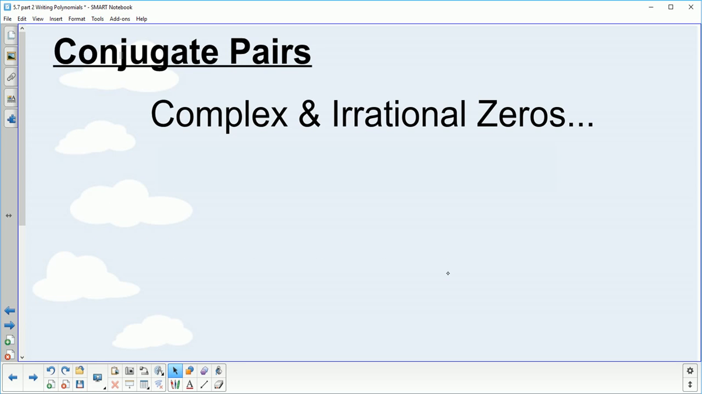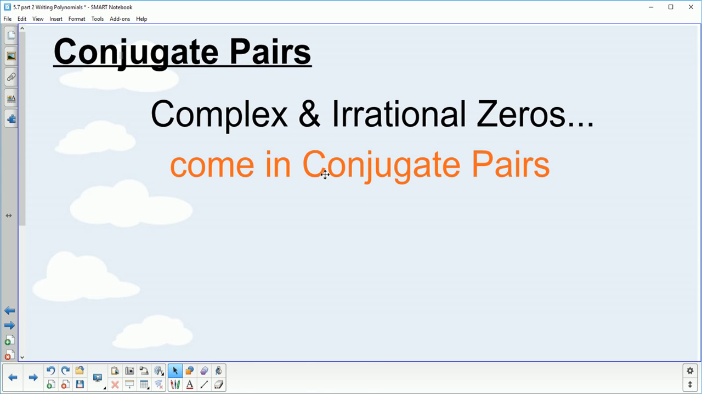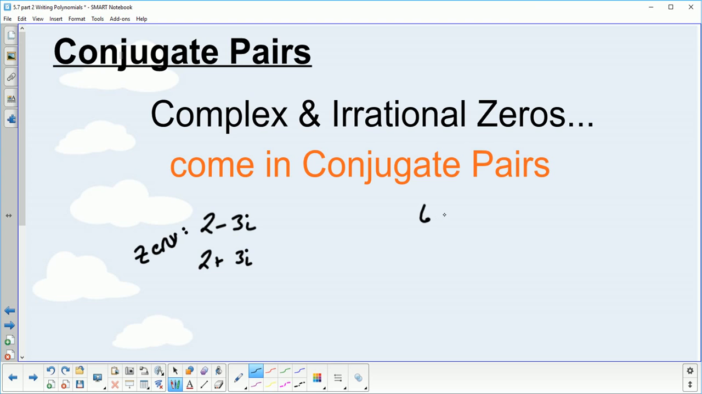Okay, the other thing to keep in mind is we talked about conjugate pairs. So both complex and irrational zeros, when we're talking about this case, are always going to come in conjugate pairs. Meaning, if I have 2 minus 3i, then 2 plus 3i is also its conjugate pair, and so therefore if one is a 0, they both have to be zeros. You can do this with irrational numbers too. If I said 6 plus the square root of 17, then 6 minus the square root of 17. Those are conjugate pairs. And if one is a 0, then they both have to be zeros. Okay, so zeros for complex and irrational numbers come in conjugate pairs.